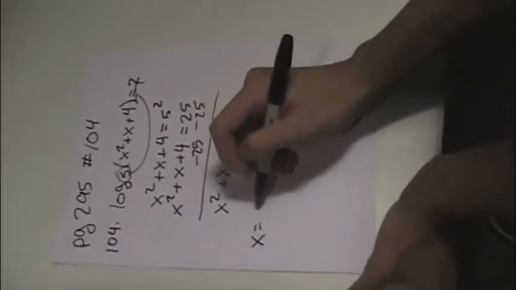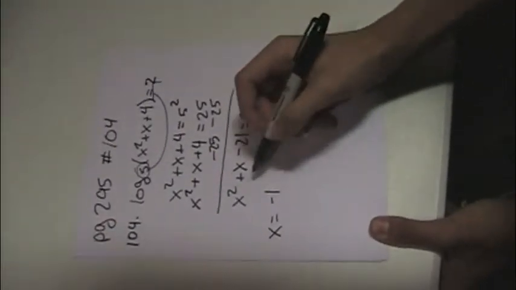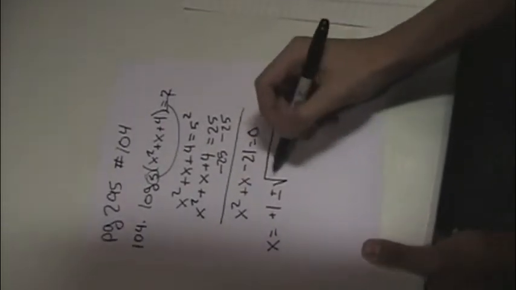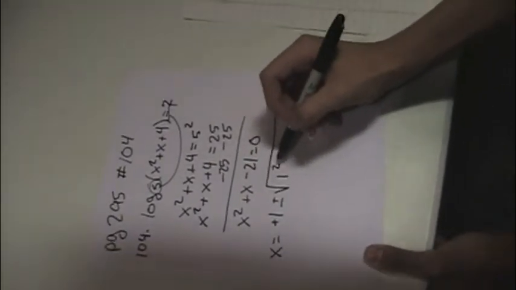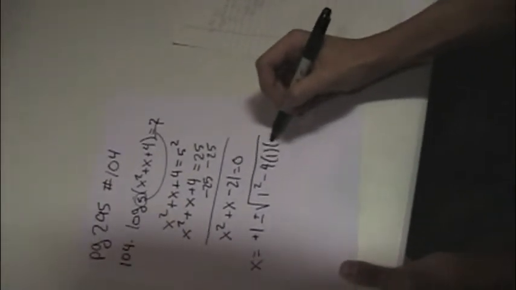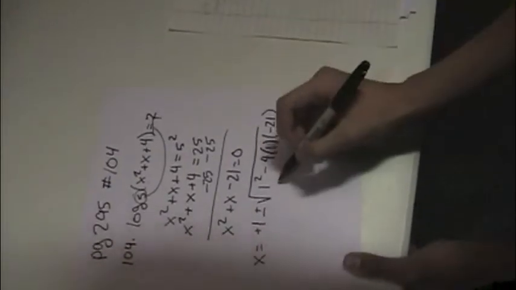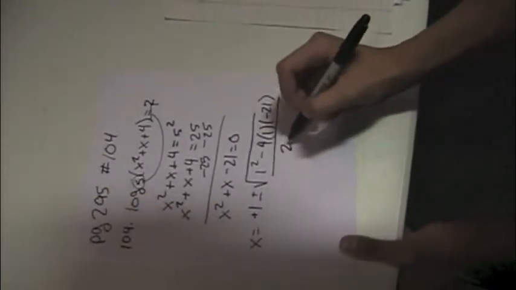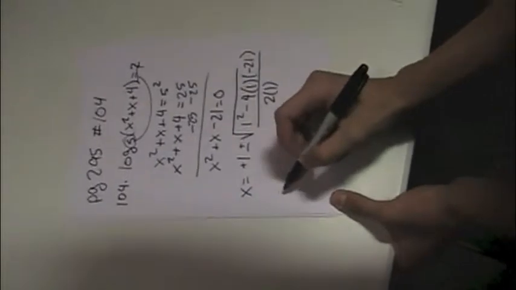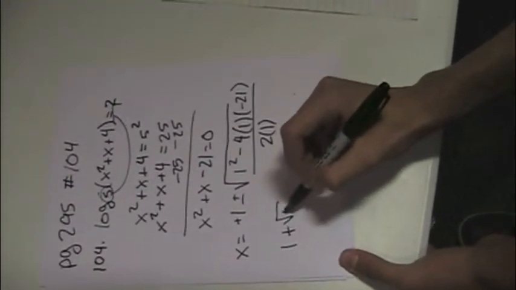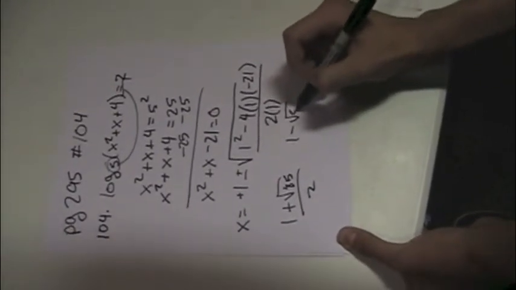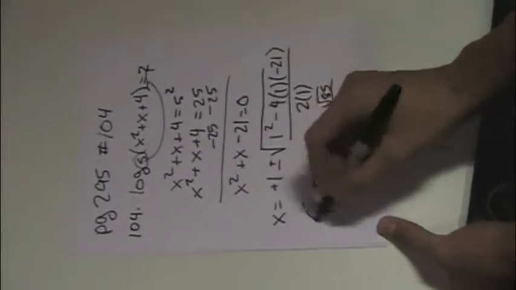So x equals negative 1 plus or minus the square, oh no, this is positive 1, plus or minus the square root of 1 squared minus 4 times 1 times negative 21, times 2 times 1. And when you do this both ways, it ends up being 1 plus the square root of 85 over 2, and 1 minus the square root of 85 over 2. So these are your two possible answers.